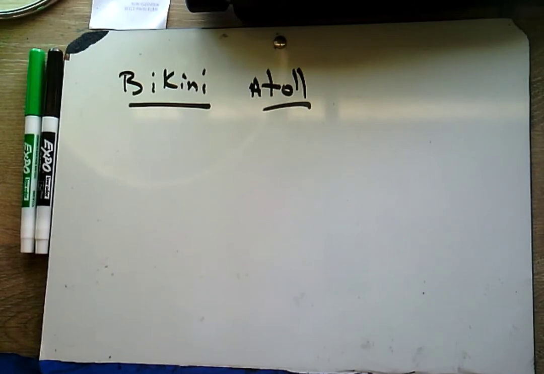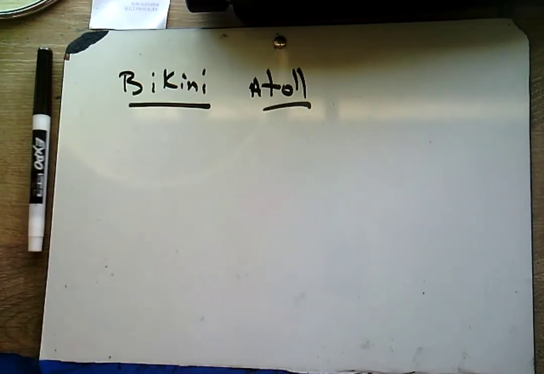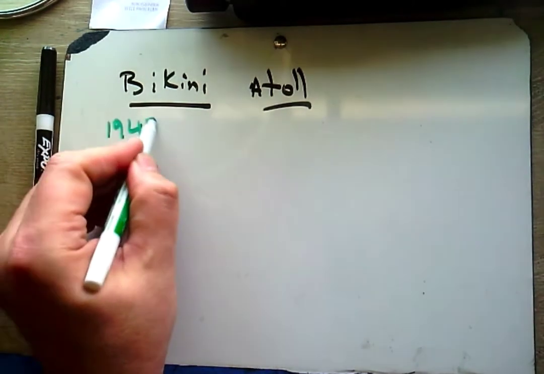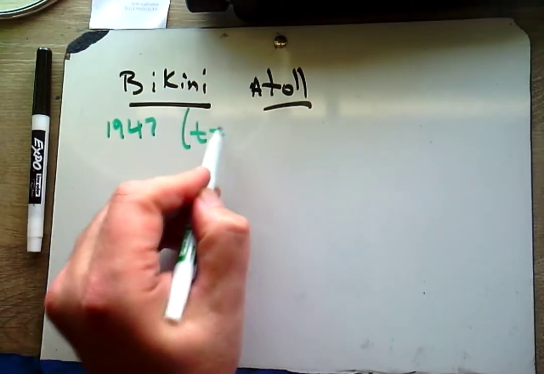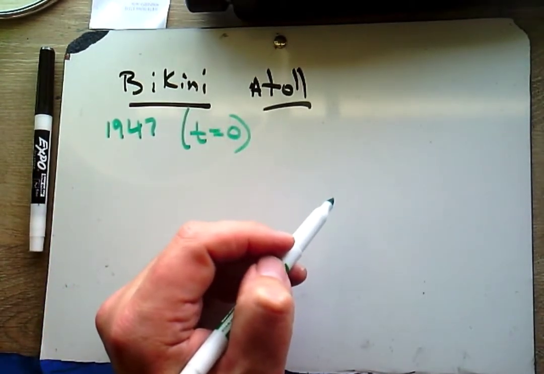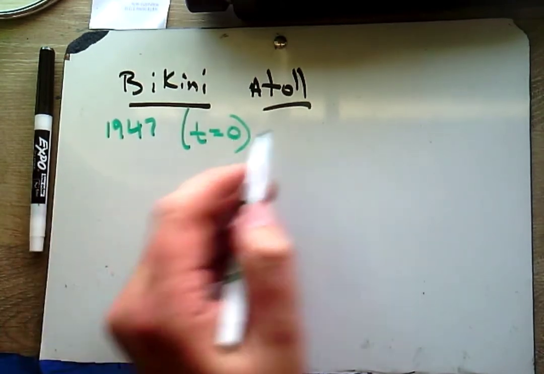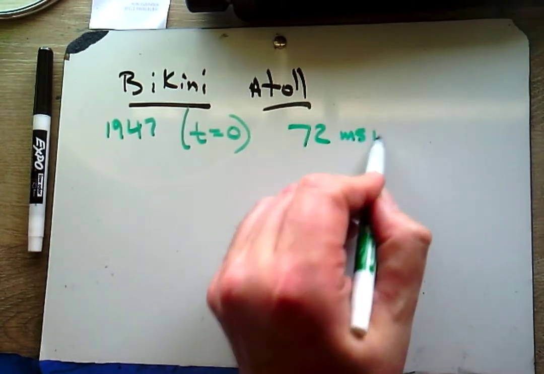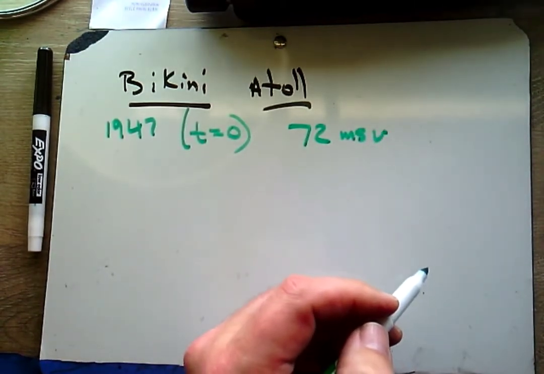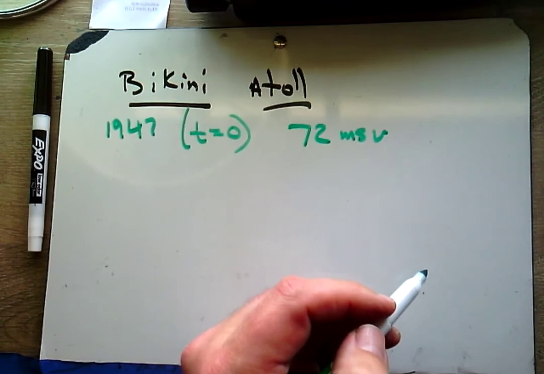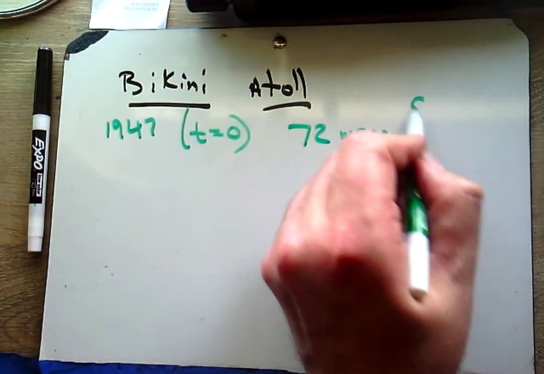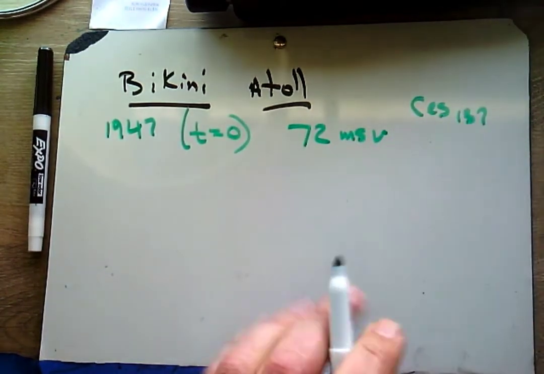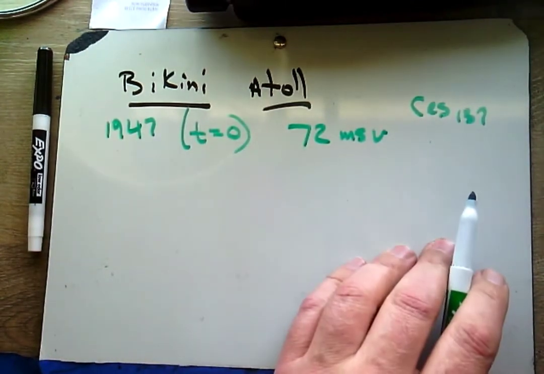I will say, though, that in 1947, and we're going to call that T = 0 because it's the first test that we have, there were registered to be 72 millisieverts of, I think this is cesium, yeah, cesium-137. Okay, 72 millisieverts present.